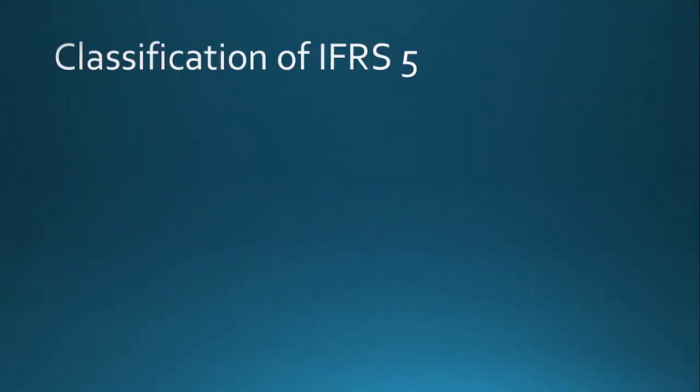Now, how do we classify under IFRS 5? Well, the first thing you've got to do is stop depreciating. Stop depreciating. Because remember, depreciating is trying to capture the use of an asset. By definition, remember, the definition of depreciation is the systematic allocation of the cost of the asset throughout its useful life. So if it's not being used, there is no depreciation. Or you stop amortization if it is an intangible asset. Okay?